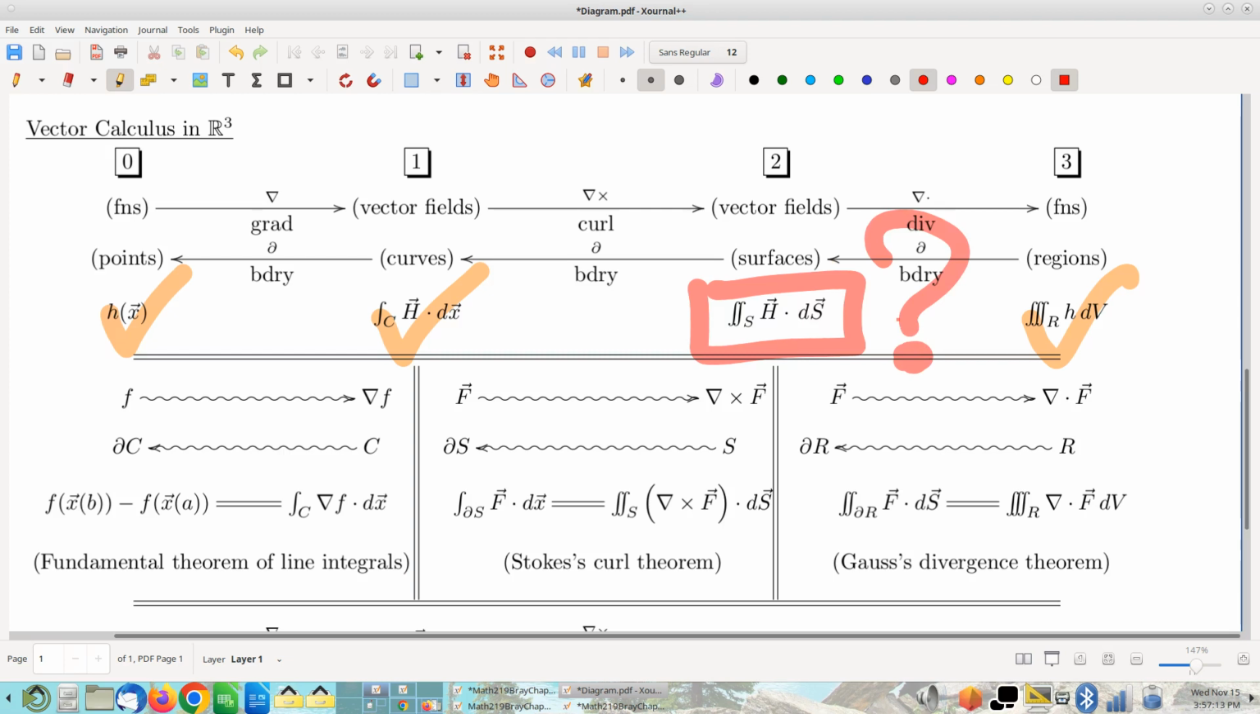We're going to have to figure out what is a surface integral. What also might it mean to do a surface integral of a vector field? What's the motivation there? What is this? How do we visualize this? What does it look like? What does it relate to physically?